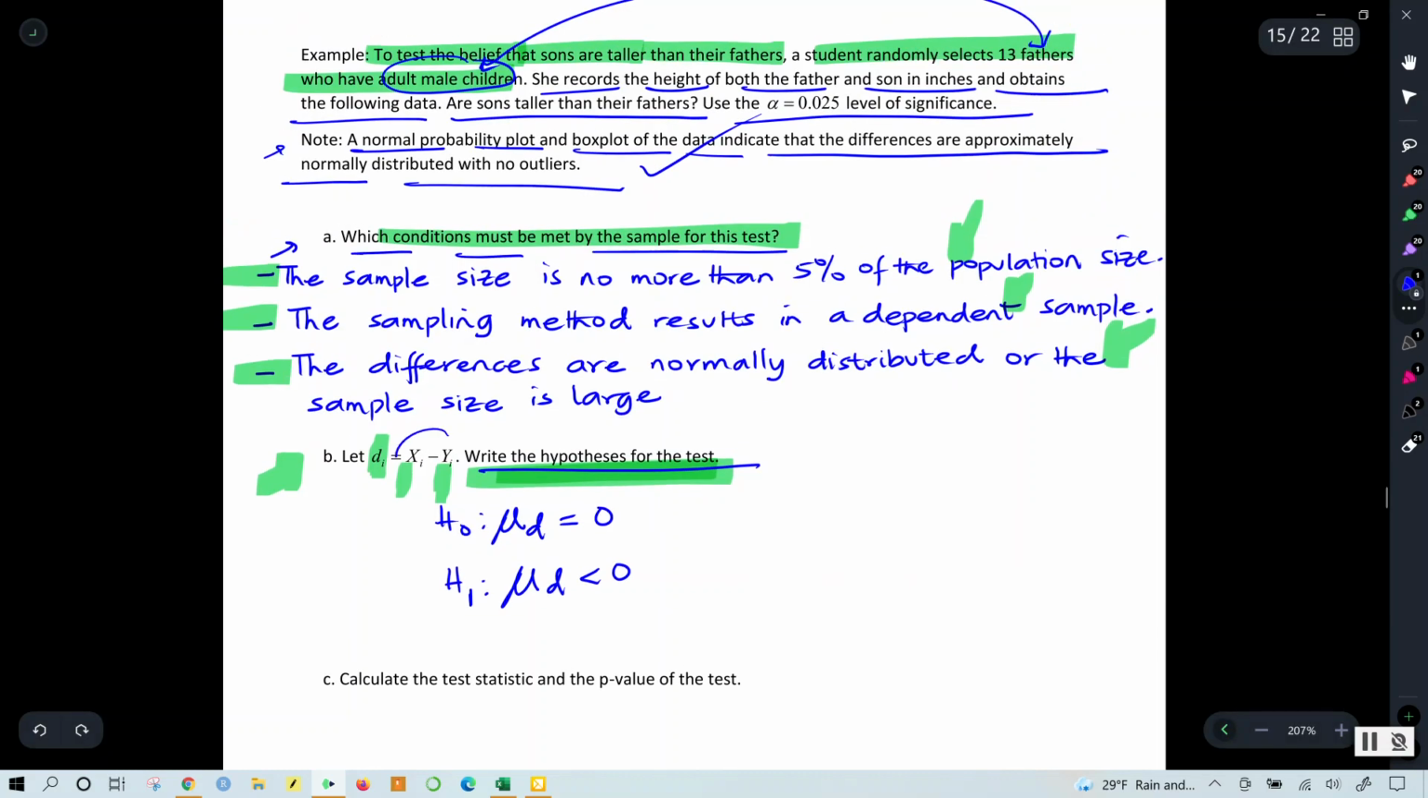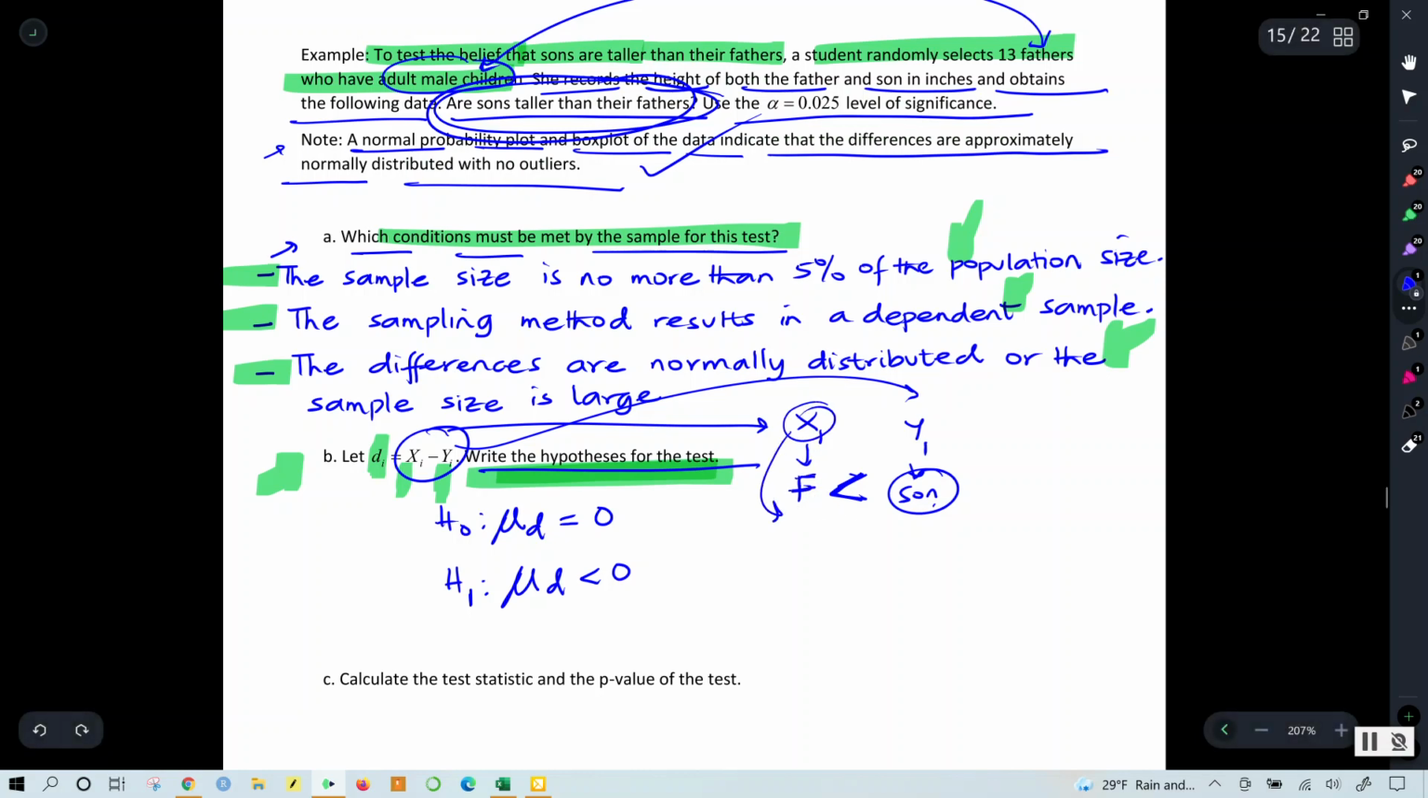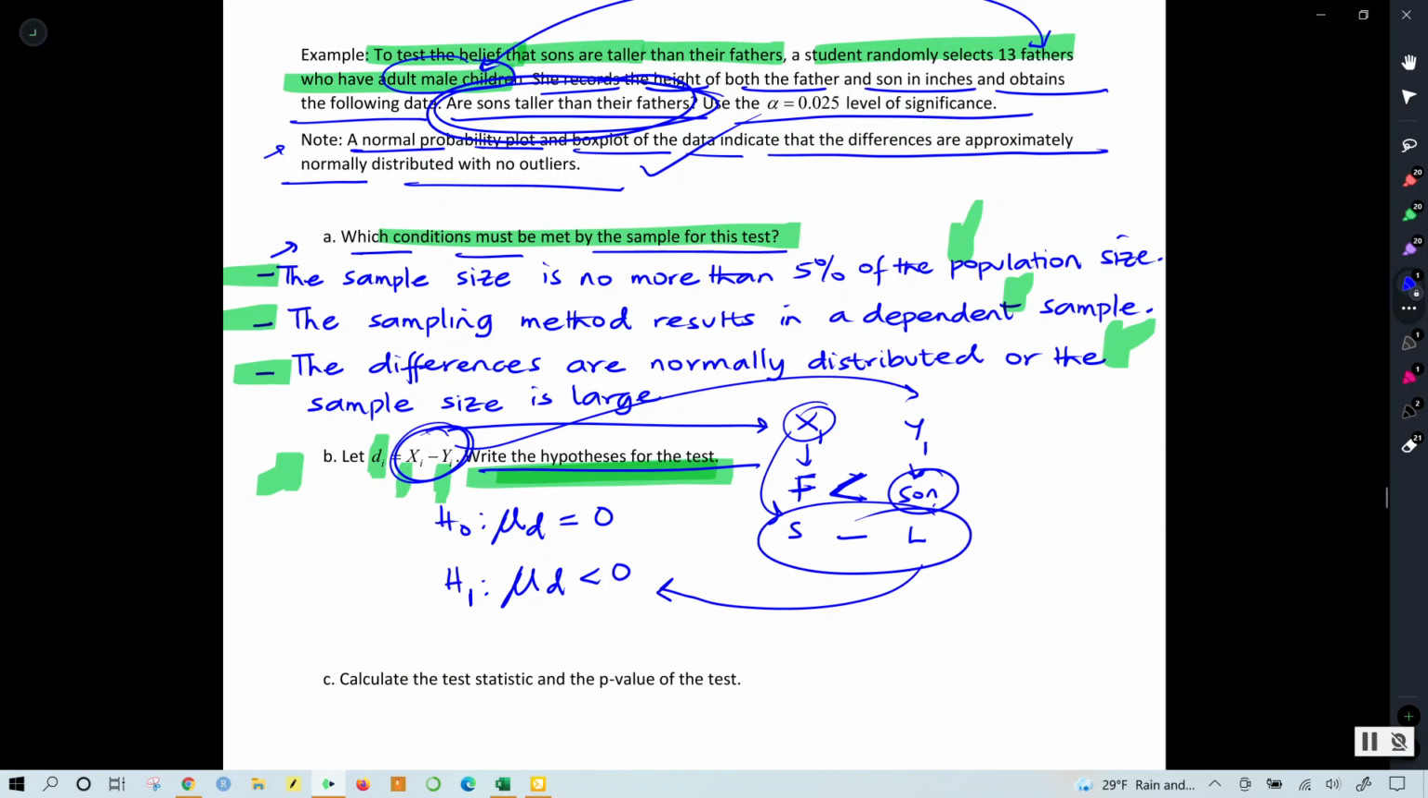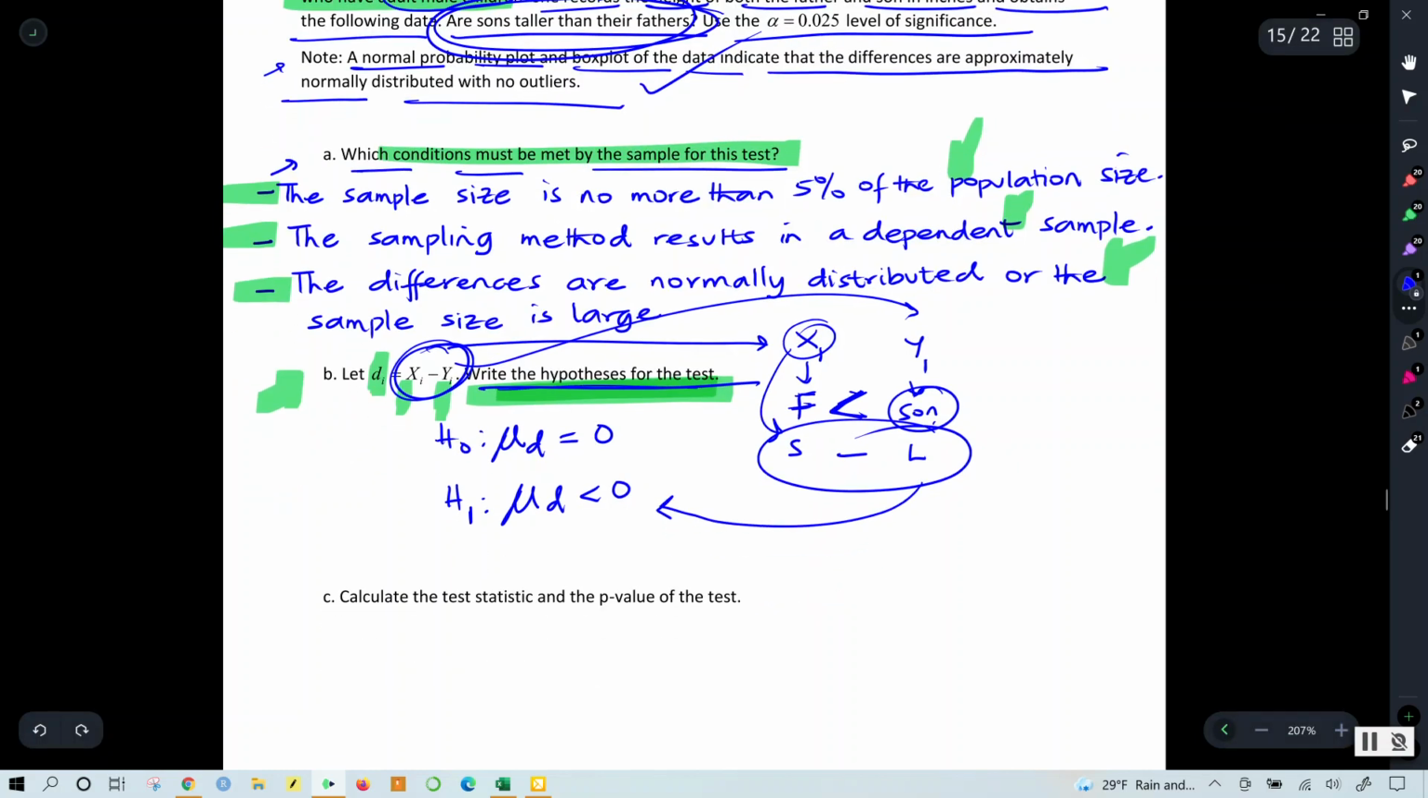All right, why is it less than 0? Take note, if x is that of the father and y is that of the son, what we want to test is to see if sons are taller than fathers. That means the height of sons is greater than that of fathers. So if we're saying x is for father, that means it is smaller minus larger. In this case, we're expecting smaller minus larger to be a negative number, which means it will be less than 0. That is why we are doing less than 0 here. So that is the hypothesis for the test.